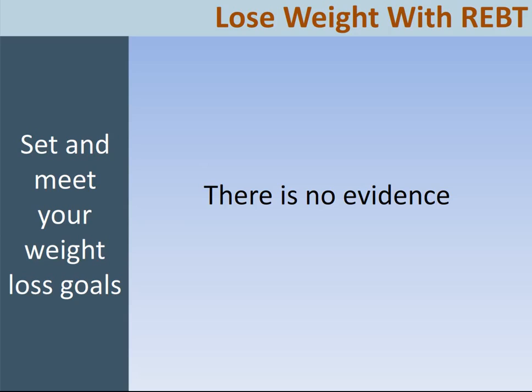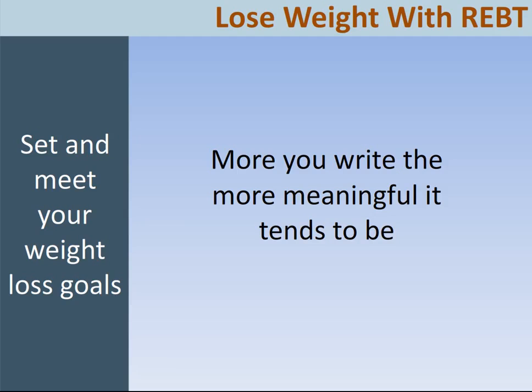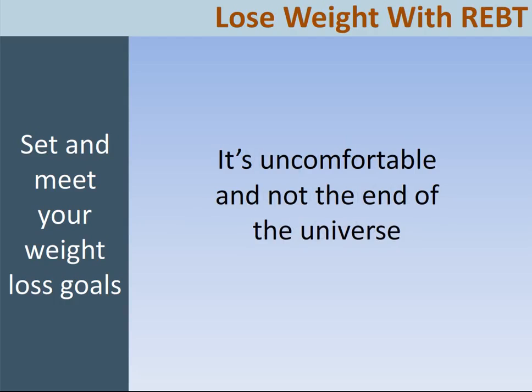And then the reason why there are about 10 or 12 lines at E is because the more you write at E about why the must is false, the more meaningful it tends to be, as long as what you write is meaningful. So I'll suggest a few more statements at E, and if they're meaningful, include them. If they're not, don't, and then come up with some of your own. So some other possibilities are, although it's uncomfortable not to eat right now, it's not the end of the universe.